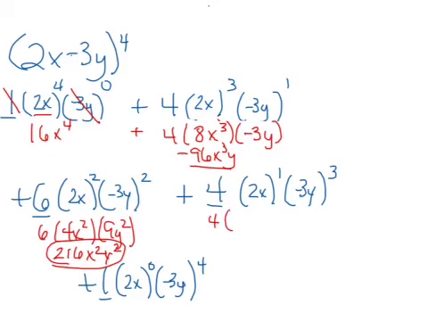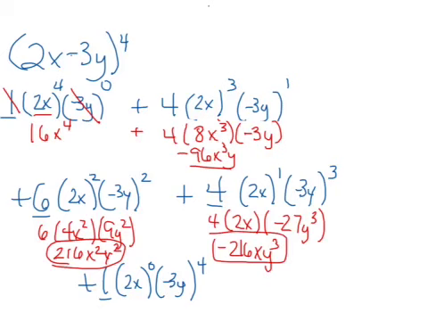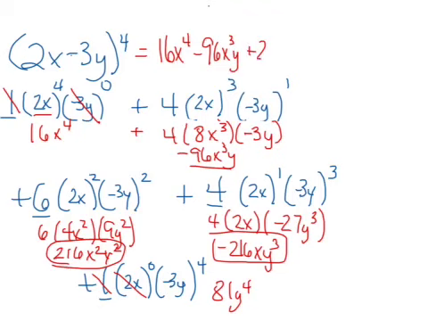Here we have 4 times 2x times negative 27y cubed. Again, that simplifies to negative 216x y cubed. And then down here, of course, this is 1. 2x to the 0 power is 1. And so negative 3y all to the fourth power simplifies to 81y to the fourth. When we put all of these together, our final answer is 16x to the fourth minus 96x cubed y plus 216x squared y squared minus 216x y cubed plus 81y to the fourth.